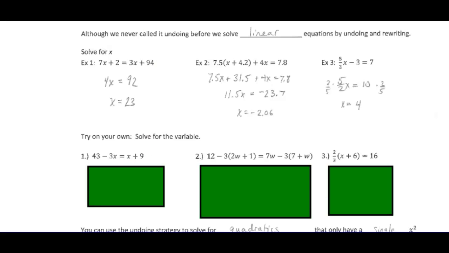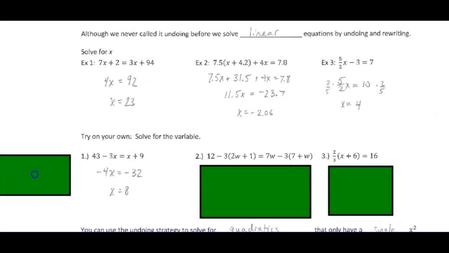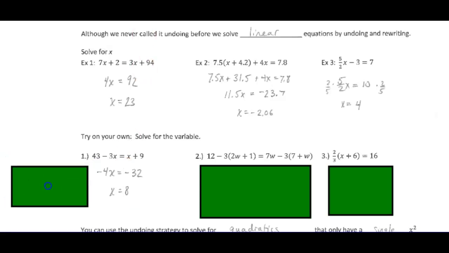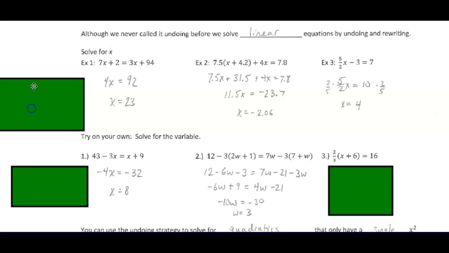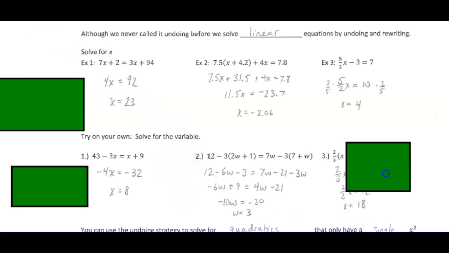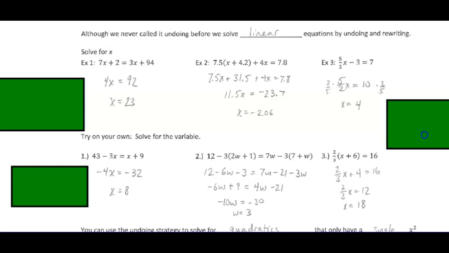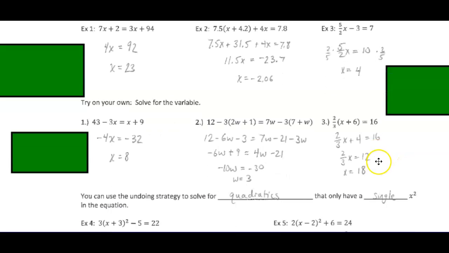All right, for number 1, if we use a combination of undoing, actually this one's pretty much only undoing, we should get x equals 8. Number 2 required rewriting and undoing, and in the end, w equals 3. And for number 3, it was also rewriting and undoing, and we got x equals 18. Now, if any of those were different than what you had, first look through the steps and see if you can find your mistake, but if not, make a note of it, and we'll talk about it in class.